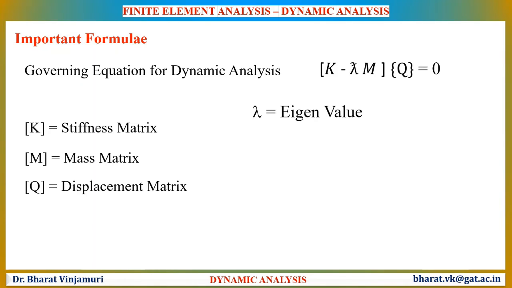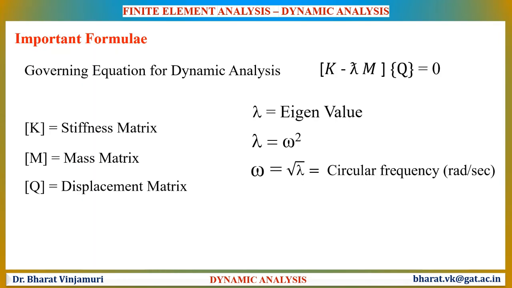Here, lambda is called the eigenvalue, whose value will be equal to omega square, where omega is known as the circular frequency. By finding the value of lambda, we can determine the circular frequency, and once we find the circular frequency, the natural frequency can be determined by using the equation f is equal to omega by 2 pi.